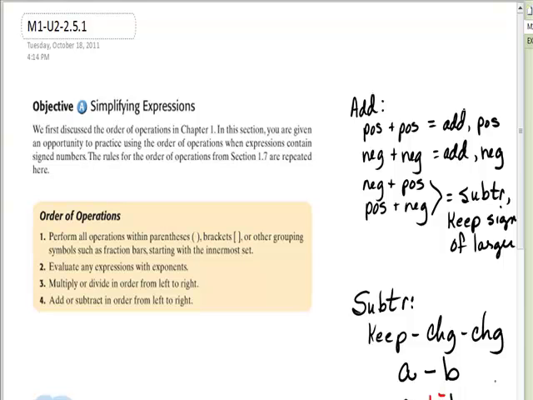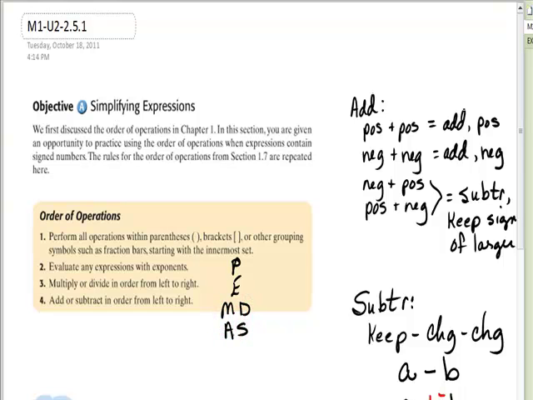In this lesson, we're going to put together a lot of the things that we've learned. We're going to simplify expressions, and we're going to use all of our operations. Since we're going to use multiple operations, we have to review order of operations. So let me just remind you that this is Please Excuse My Dear Aunt Sally.